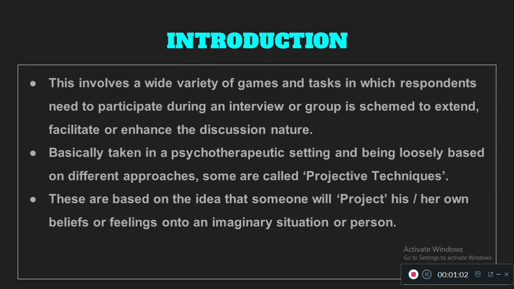Basically, this is given in the psychotherapeutic setting. In psychiatric research, we use this type of method to collect data regarding the subject's inner feelings. This is a very loosely based method which does not have any standardized approaches; it has very different, loosely structured approaches. These techniques are not easy for data collection because they need a lot of skill, talent, and knowledge from the administrator's side.